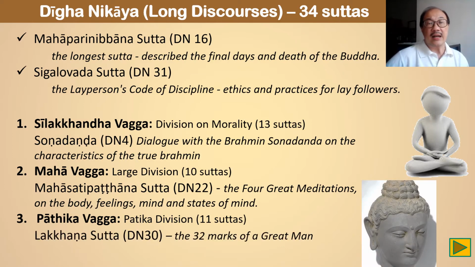Then we have the Lakkhana Sutta, Digha Nikaya 30, which describes the 32 marks of the great man or Buddha. Sometimes the tuft of white hair between the eyebrows of the Buddha is confused by many of us as the third eye. This is the result of the Buddha's perfection in upholding the truth through all his past lives. This is one of the marks. There are 32 marks. Go ahead and read them on your own.